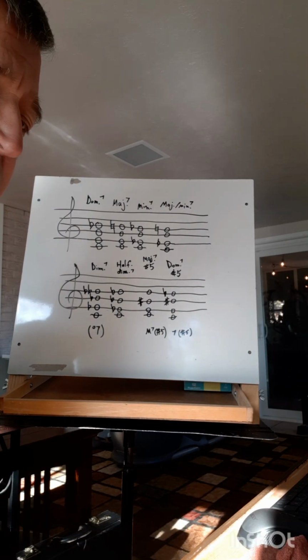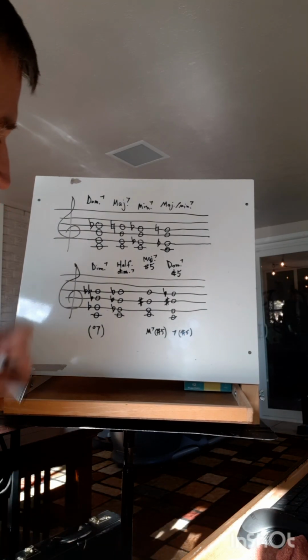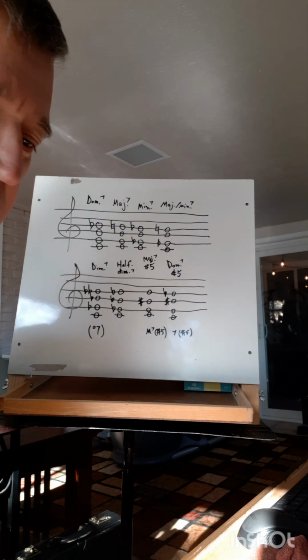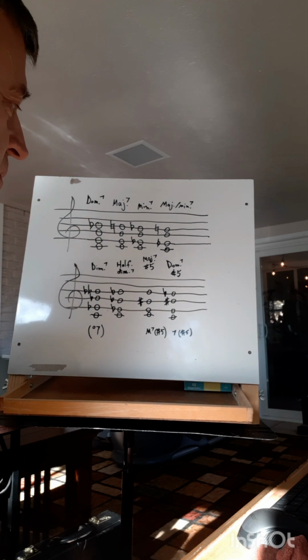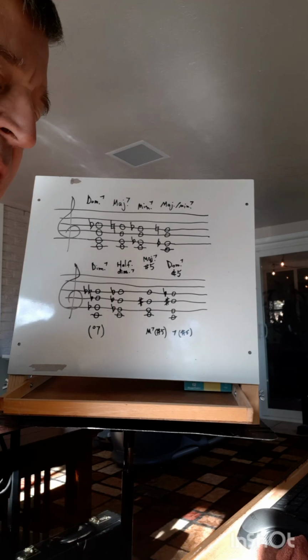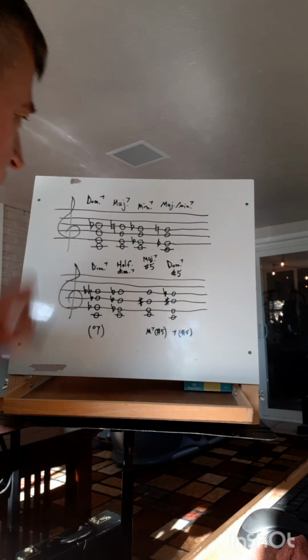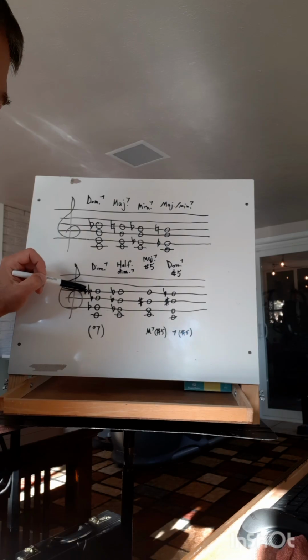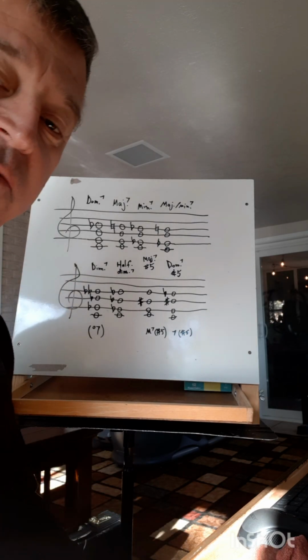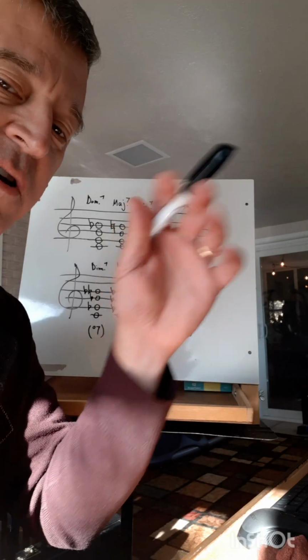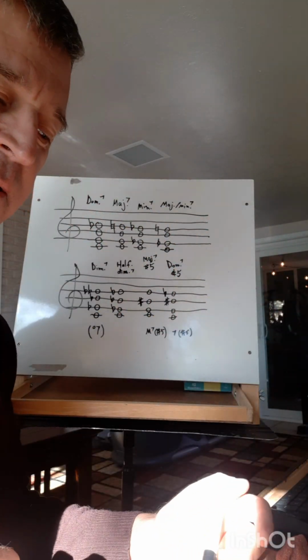So that's a brief description of the 7th chords, and we'll talk about jazz harmony a little bit later. And today particularly I wanted to highlight the dominant seven and the diminished seven, and how important it is in terms of modulating around the circle of fifths and around all the different keys. Hope that helps.